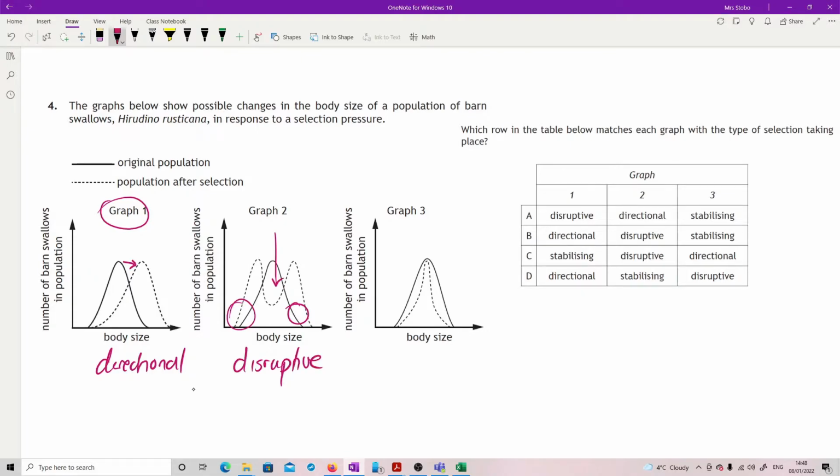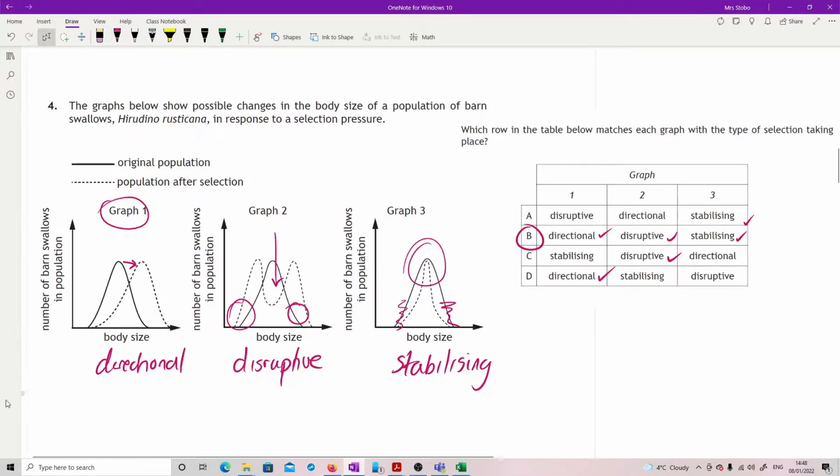And in three, we've selected for the central point of this, and we have selected away from these sections on either side. So this is stabilizing. So let's just see where that is in terms of this. We were going graph one, we said was directional, two was disruptive, and three was stabilizing.